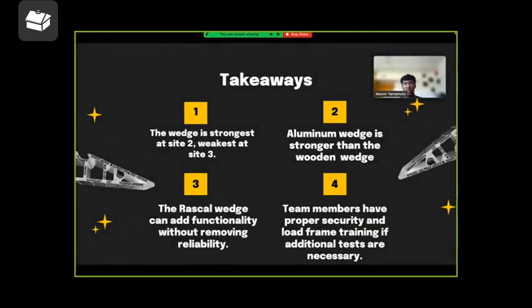So some of the key takeaways that we had were: the aluminum wedge was strongest at site 2 and weakest at site 3. The aluminum wedge is stronger than the wooden wedge, and the Rascal wedge can add functionality without removing reliability. And each team member now has proper safety and load frame training if additional tests are necessary.